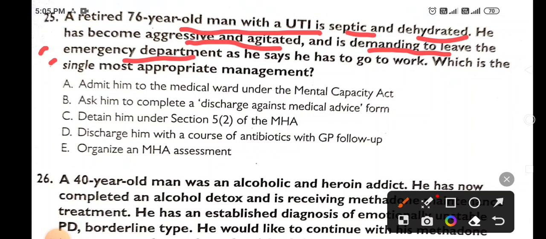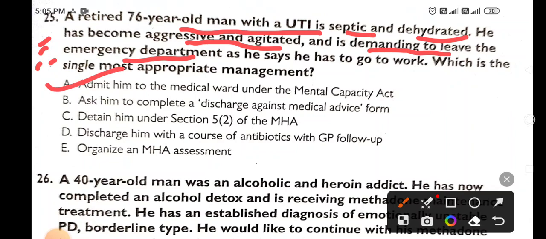Discharge him with a course of antibiotics with GP, general practitioner, follow-up. Organize an MHA. Guys, UTI with septicemia and dehydration, he is aggressive, so he is not fully conscious, not oriented. He is in an acute confusional state. So in this situation, admit him to the medical ward under the Mental Capacity Act.